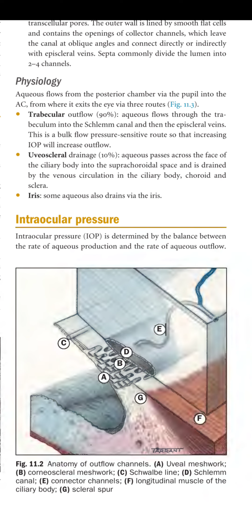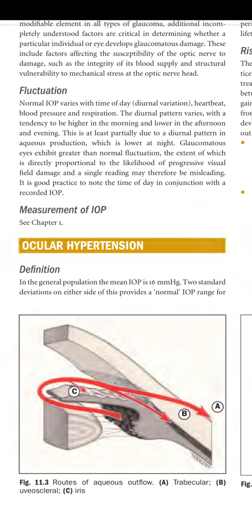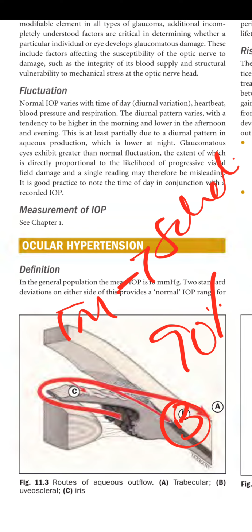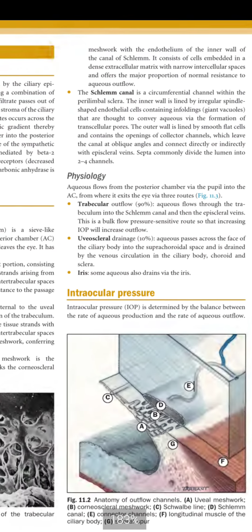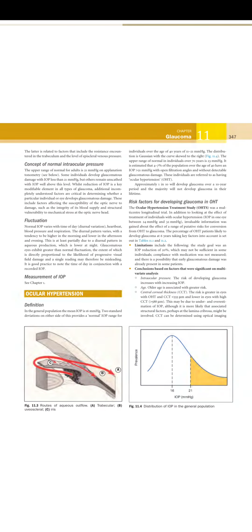So basically it is showing that there are 3 routes of drainage. A is showing us basically the major portion is through the trabecular meshwork that goes from the trabecular meshwork to Schlemm canal to episcleral veins. B is showing the choroidal route. Basically it goes from the ciliary body into the suprachoroidal space, and the third is going through the iris and it is a very small portion.